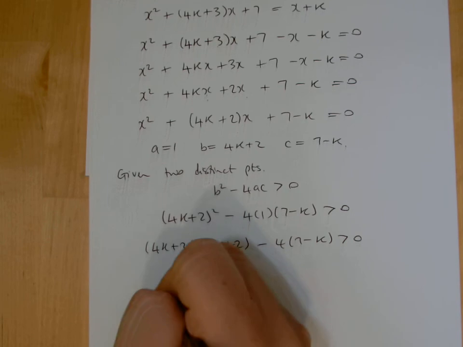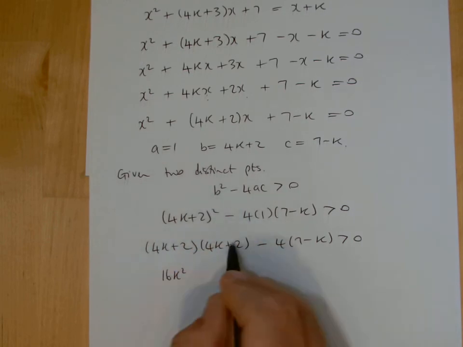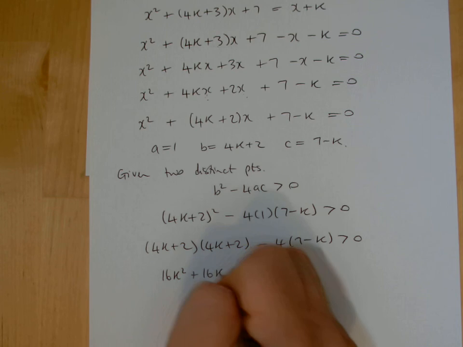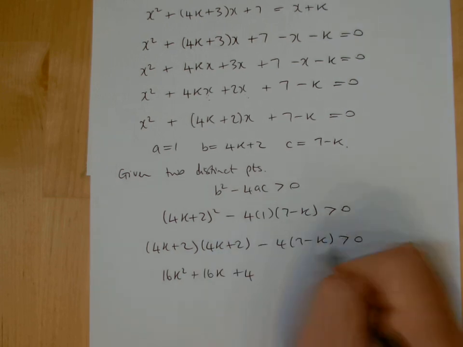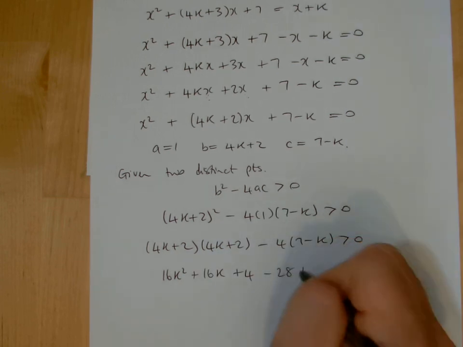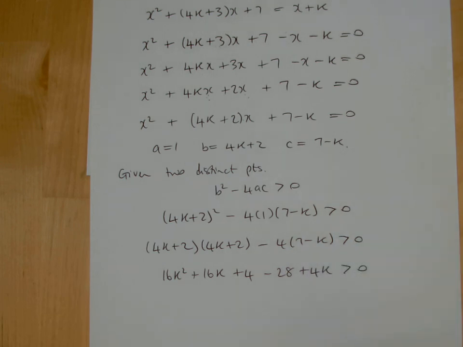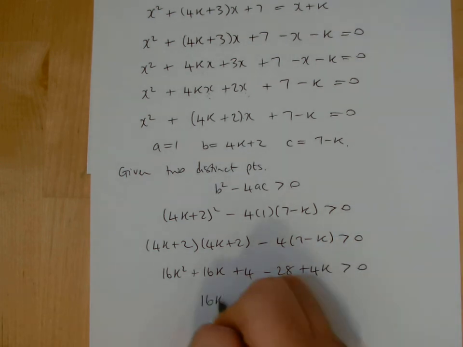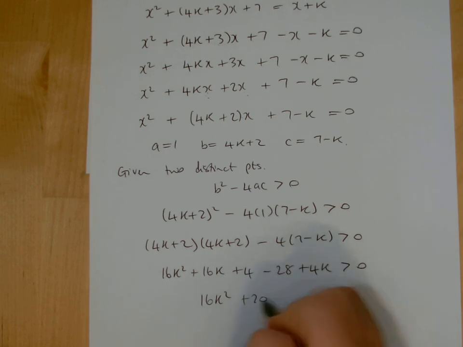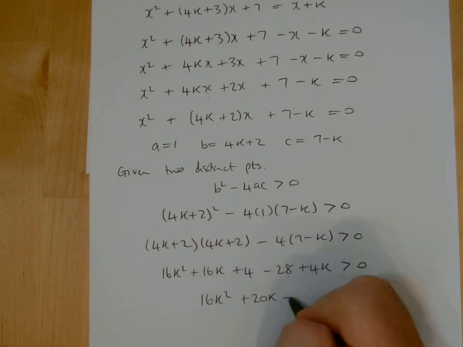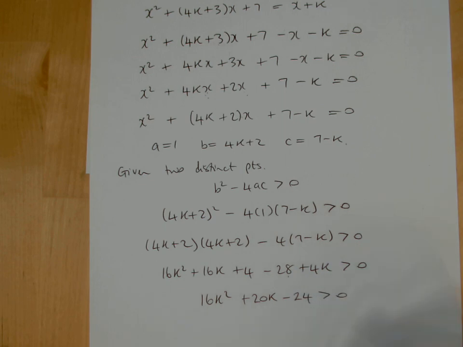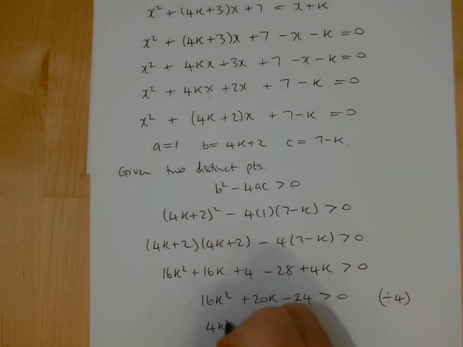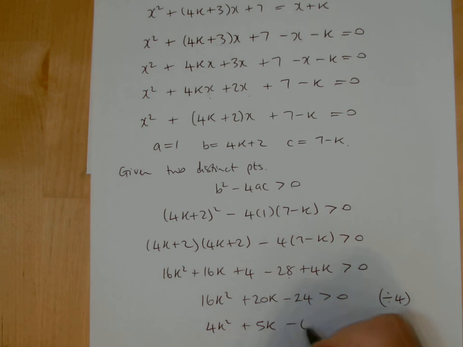Multiply out that bracket, so you get 16k squared. When you do the outers, then the inners, that comes to 16k. The last is 4. Multiply out that bracket, so you get minus 28 plus 4k, greater than 0. Simplify it, so you get 16k squared plus 20k, 4 minus 28 is minus 24, greater than 0. And then you get what they want by realizing 4 is a common factor, so you can divide by 4. So you get 4k squared plus 5k minus 6 is greater than 0, which is exactly what I wanted in part A.